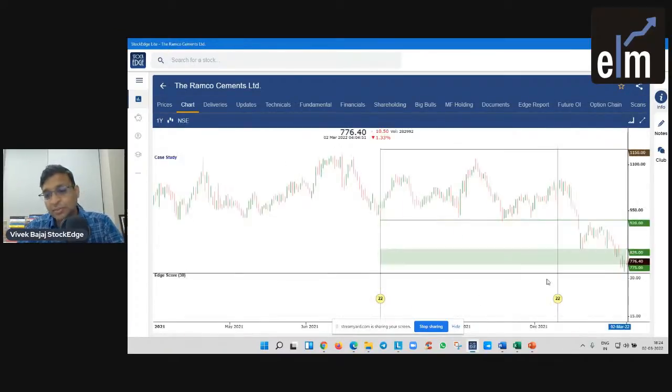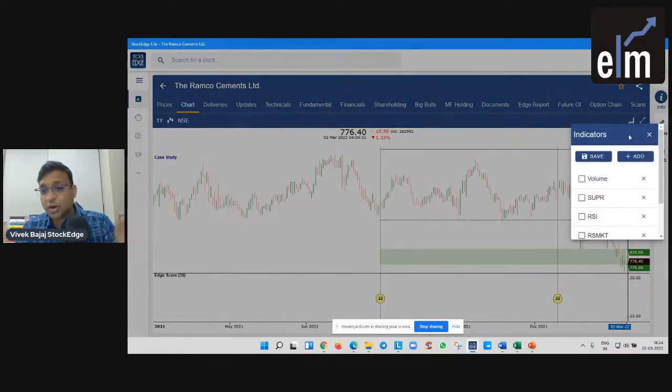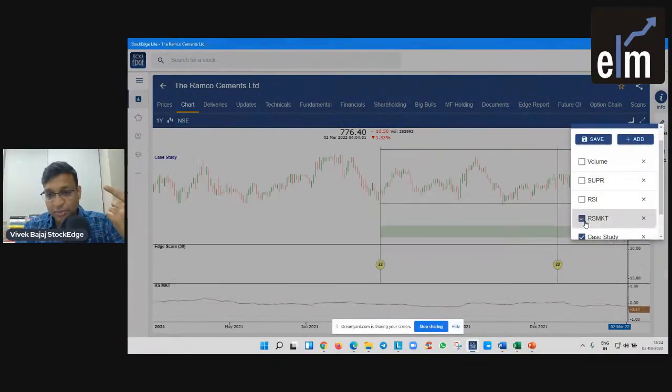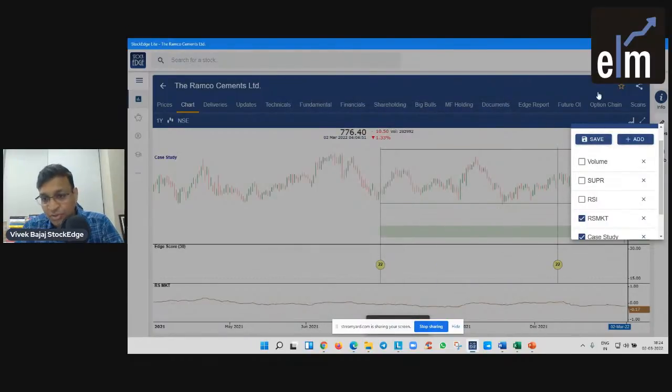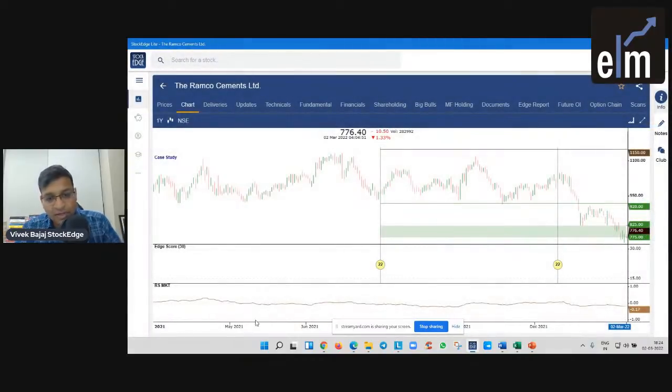Now, same concept, Ramco Cement. See, price has fallen so much. So if you see the relative strength of this company, it will be poor because price is falling. So this is the concept which I wanted to explain to you guys. Okay, so you see, let me save it. So you see Ramco Cement, relative strength vis-a-vis the market is poor.